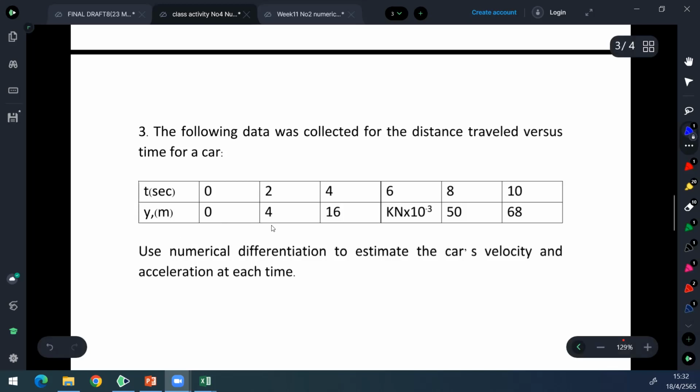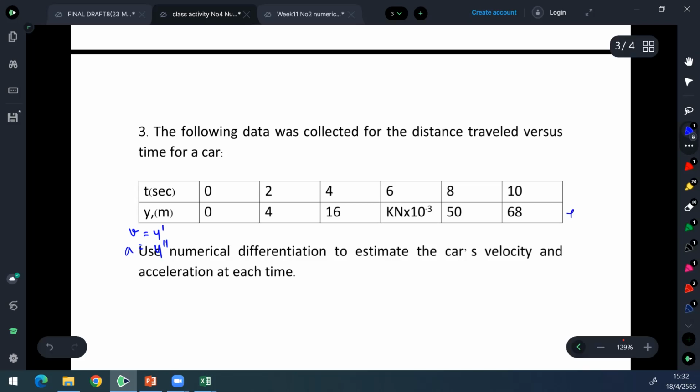And for the acceleration, what is it? Velocity is the first derivative of y. You take the first derivative of v again, which means it is the second derivative of y, right? So for this case we would like to find v equal to y prime, and a becomes the second derivative of y.